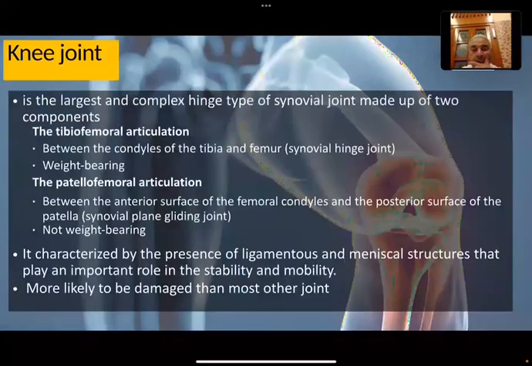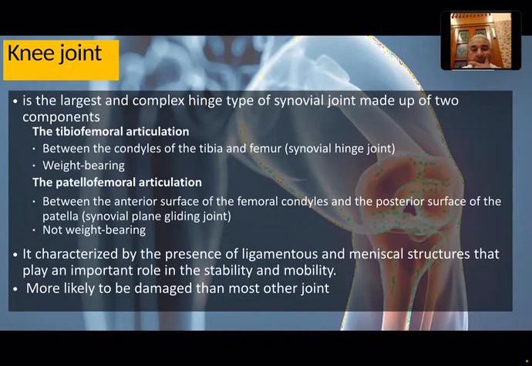The knee joint is the largest and most complex hinge type of synovial joint, made up of two components, the tibiofemoral articulation and the patellofemoral articulation. The tibiofemoral articulation is between the condyles of the tibia and femur, and it is a synovial hinge joint and a weight-bearing joint. The patellofemoral articulation is between the anterior surface of the femoral condyle and the posterior surface of the patella, and it is a synovial plane gliding joint, and it is not a weight-bearing joint.